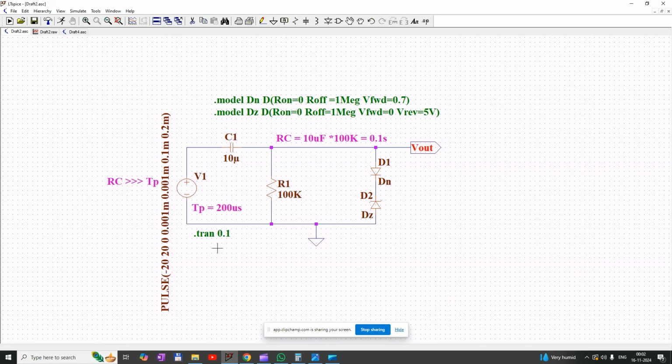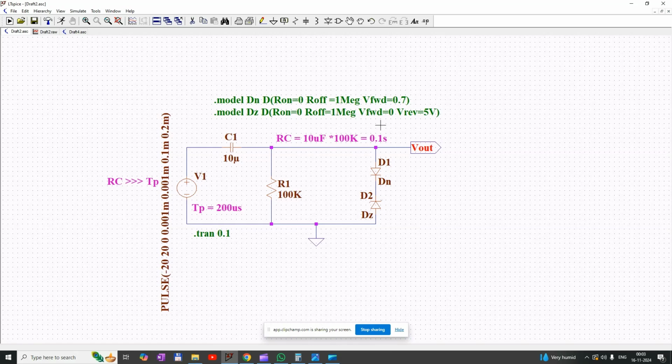During the positive half cycle, the diodes D1 and D2 will conduct, so the current flows in this direction. During the positive half cycle, the voltage drop across D1 will be 0.7 volt, and similarly the voltage drop across D2 will be 5 volt.